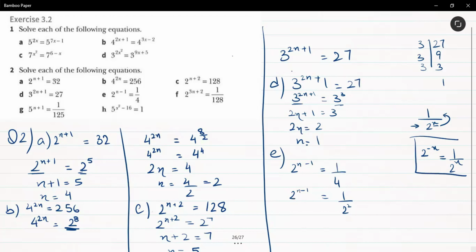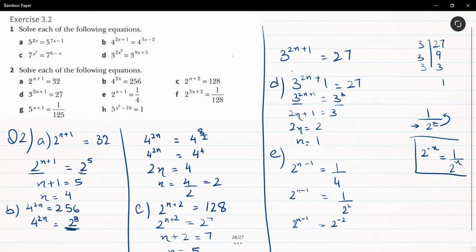So we can say that 2 to the power n minus 1 is going to be equal to 2 to the power negative 2. Now, if you are not accepting this fact, just put 1 over 2 in the calculator, you get 0.5. Put 2 to the power negative 1 in the calculator, you get 0.5. And hence proved that they are the same.